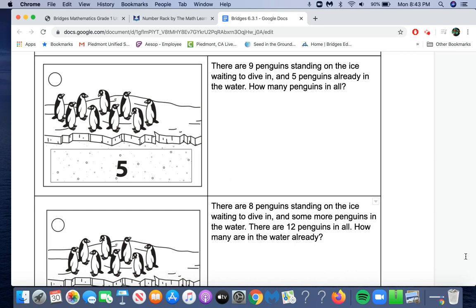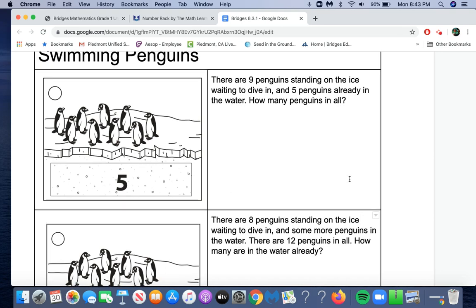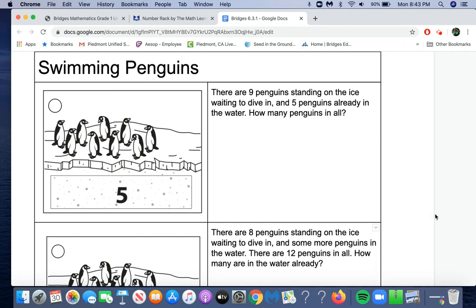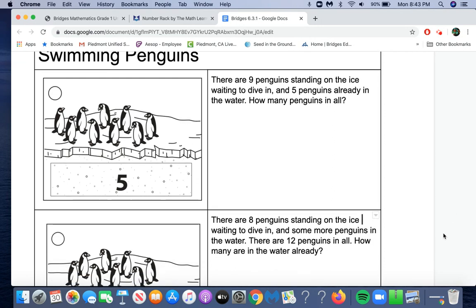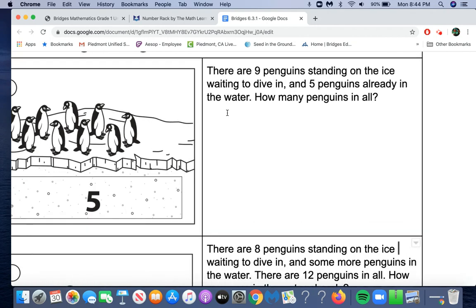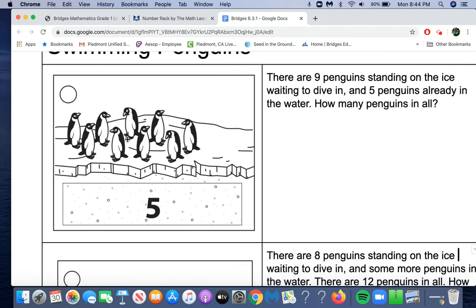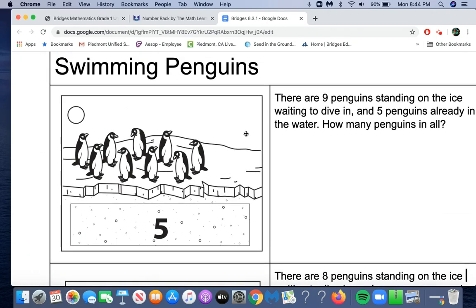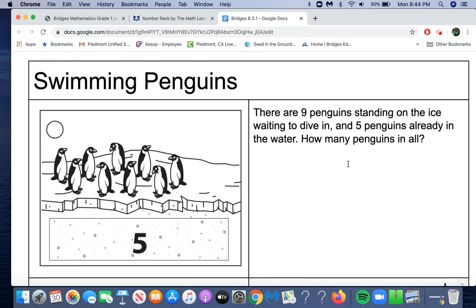Hi, first graders. You probably noticed that these are very familiar penguins. The penguins are back for us to solve some math problems with. So I'm going to start with the first kind of math penguin problem. They're all penguin swimming problems, or swimming penguin problems, I should say.